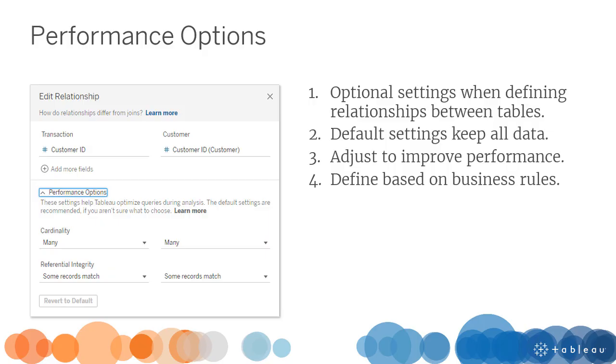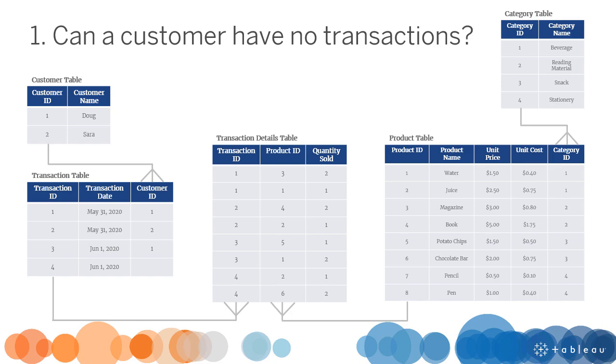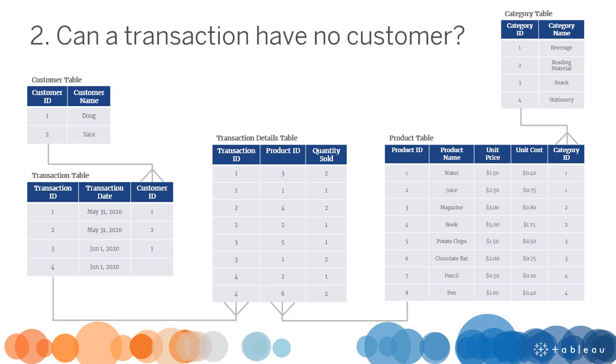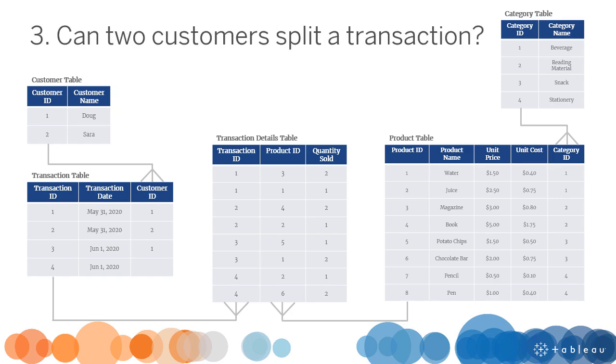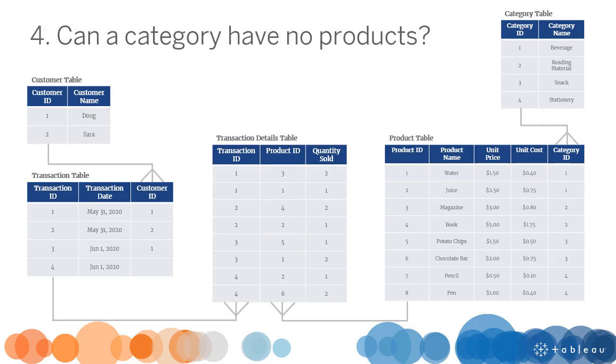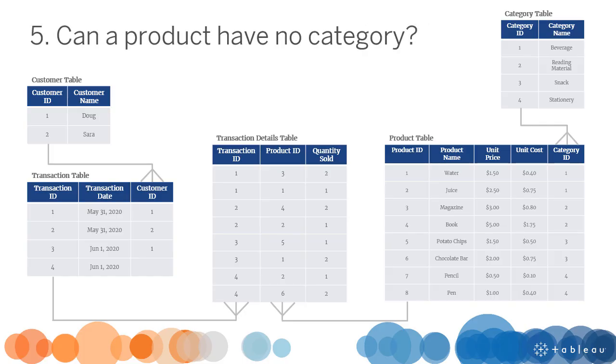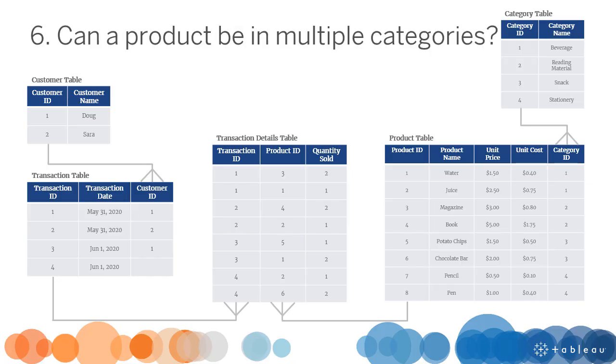Consider the following questions regarding our business rules. Can a customer have no transactions? Can a transaction have no customer? Can two customers split a transaction? Can a category have no products? Can a product have no category? Can a product be in multiple categories? Since Tableau Desktop cannot assume the answers to these questions, it must consider all of these options to be valid.